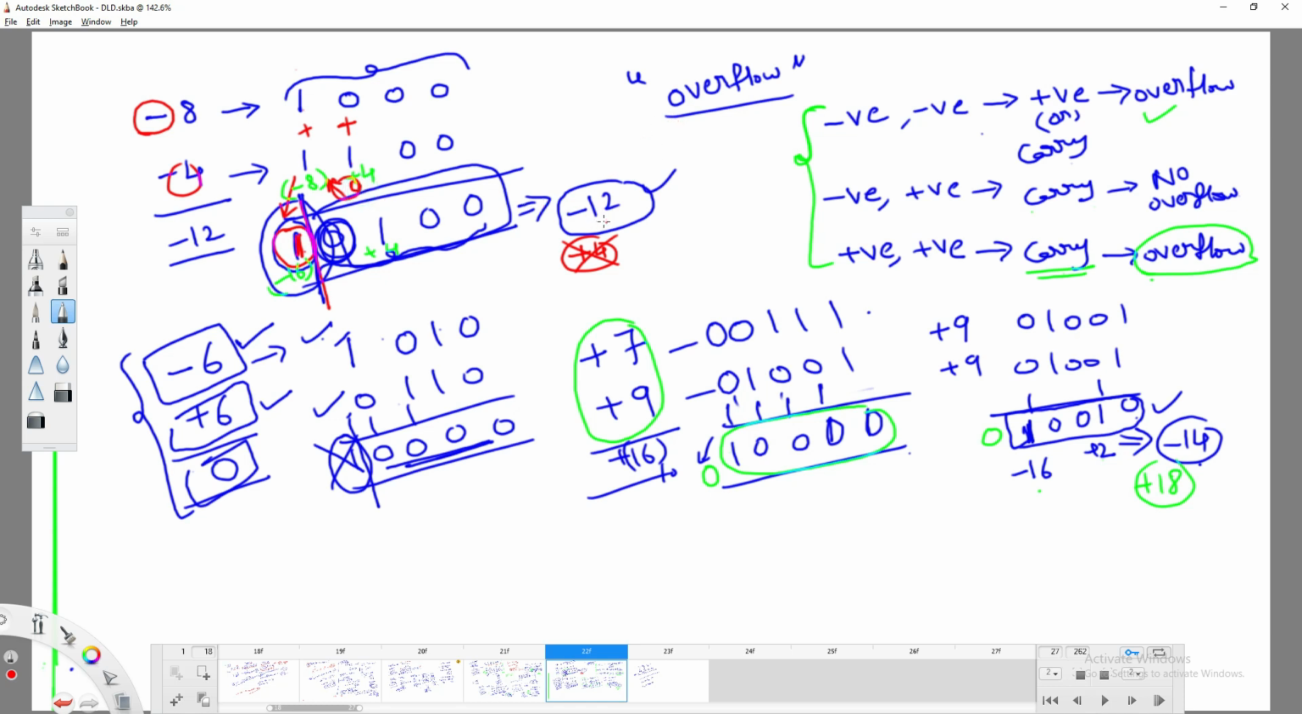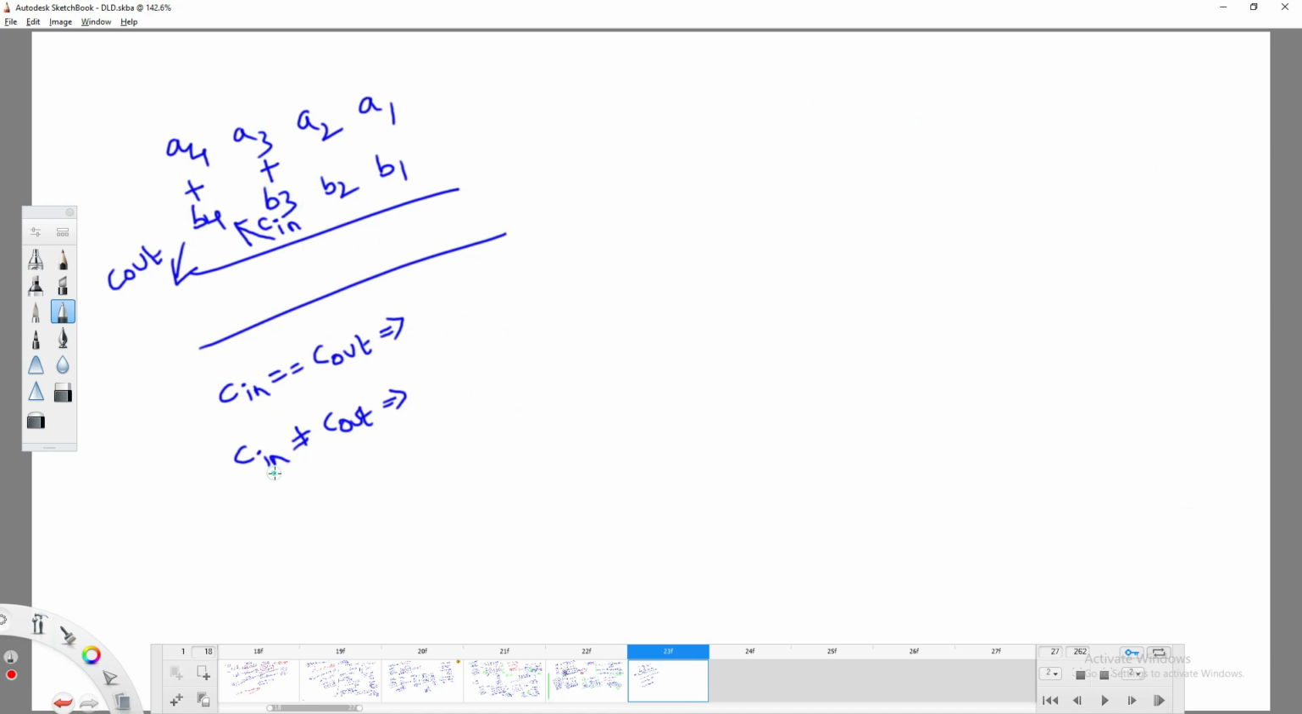When carry out is 1 and carry in is 0, what is the meaning of this? Overflow occurred. So simply that logic can apply: when carry in and carry out are not the same, there exists overflow. Whereas in this one, no overflow. So now you can reduce the hardware processing.